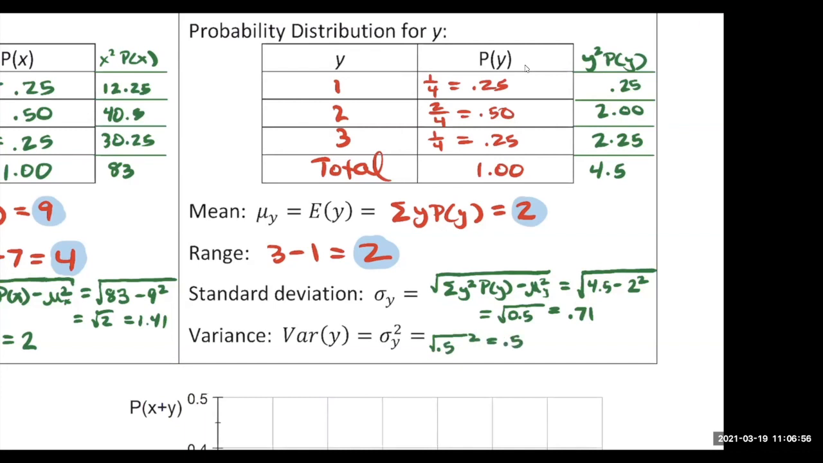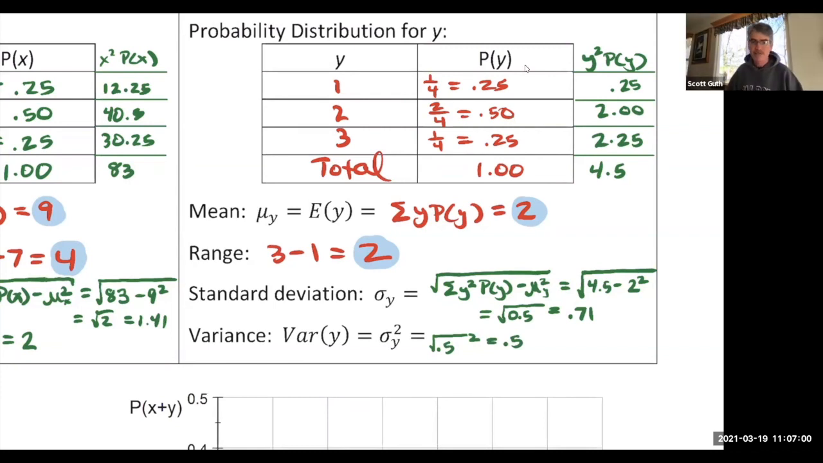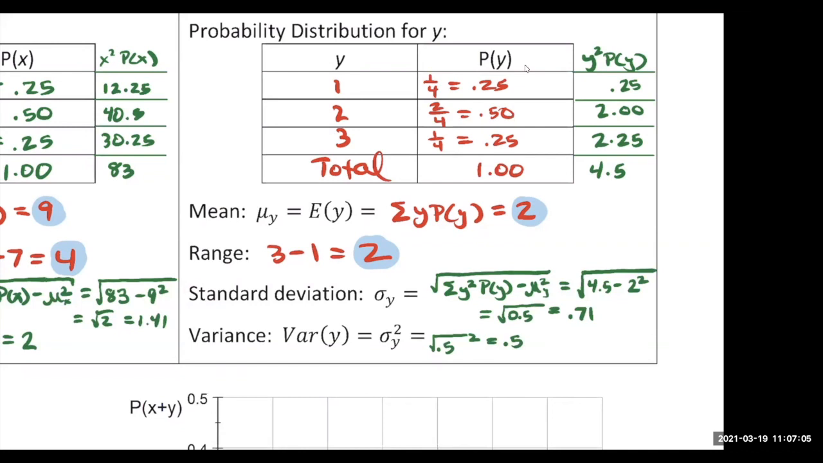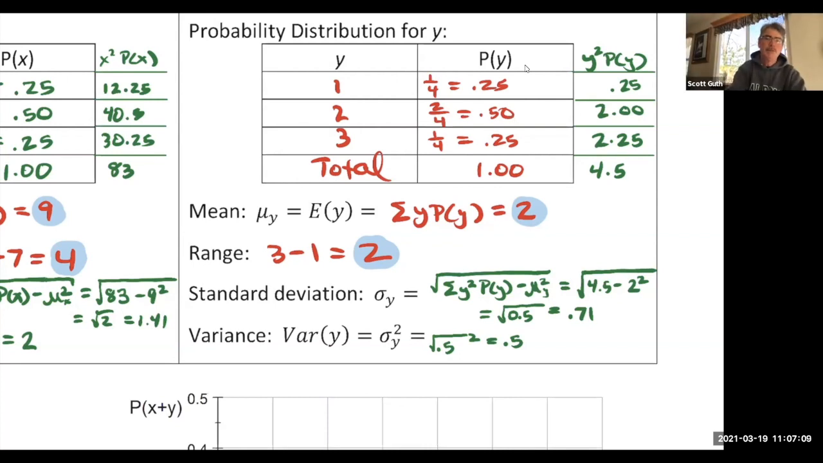How did you get 0.71? I did it on my calculator. I just took the square root of 0.5. How do you enter that into your calculator? Well, it depends on the calculator, right? If I do Desmos, and I'm going to be encouraging you guys to use Desmos for your calculator. So let me pull that up real quick.